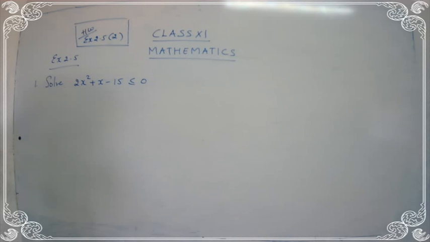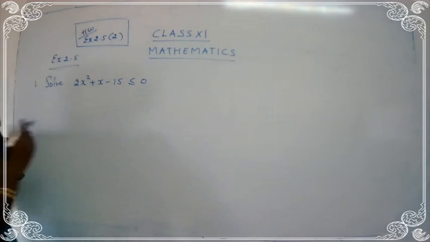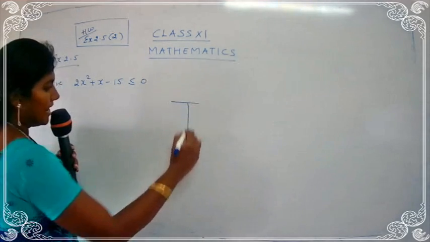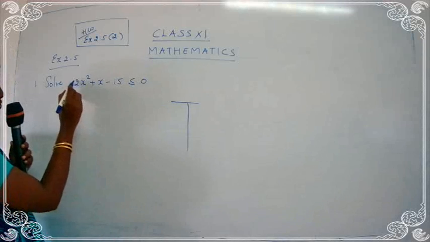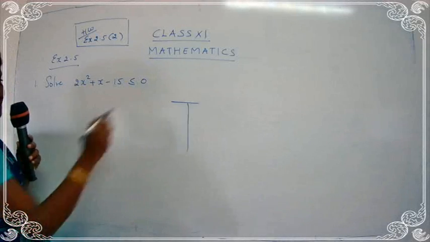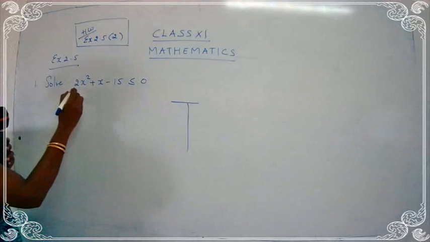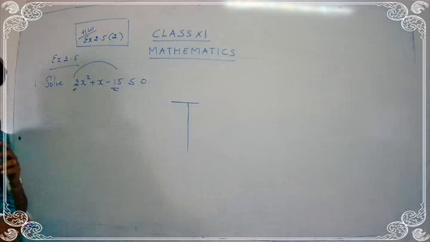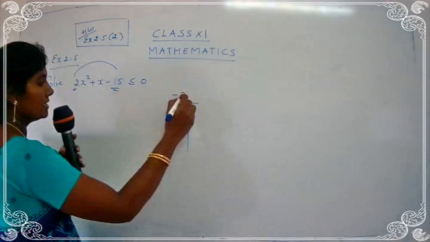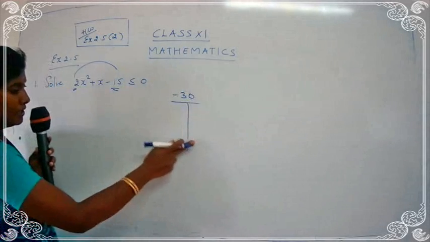You know how to find out the factors, yes children? Let's use a T method and let's find out the factorization. I'll just do the factorization over here. If not in the rough column children, we have to show this. So be careful. The number to be written on the top, you have to multiply the coefficient of x square and the constant term. So 2 into minus 15. What is 2 into minus 15? Minus 30. Yes, good.